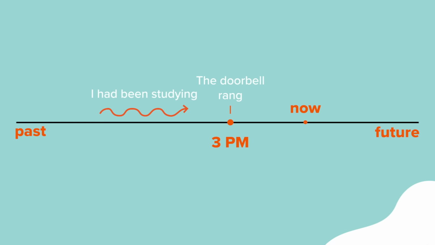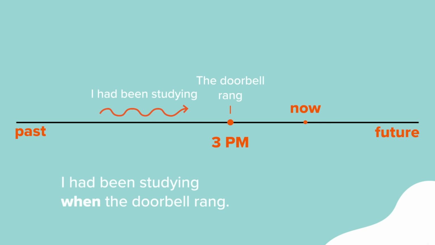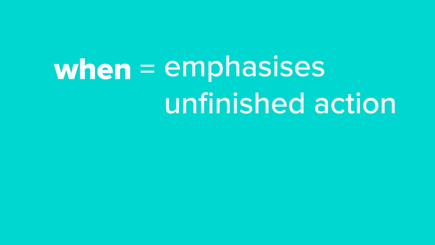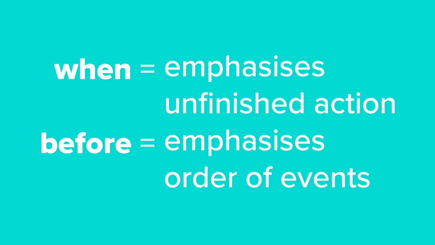We can still use the conjunction when to join these actions, but we can also use the conjunction before. I had been studying before you arrived. Using when emphasizes that the action was unfinished when the second action takes place. But using before emphasizes that the first action started at an earlier point in time than the second action.